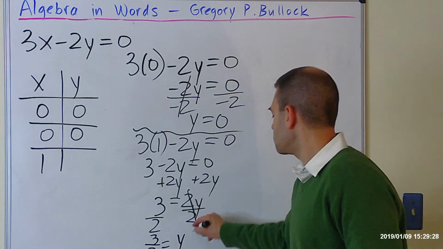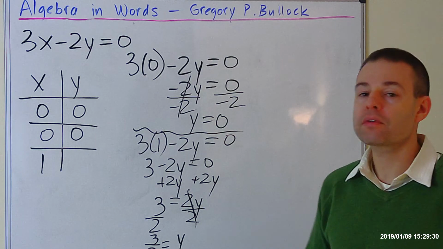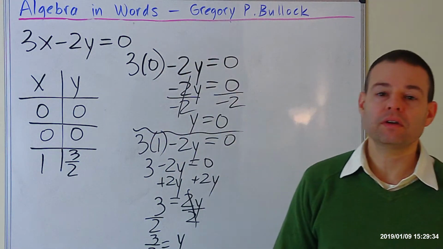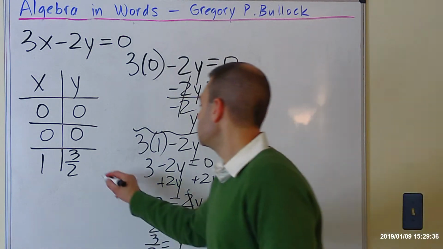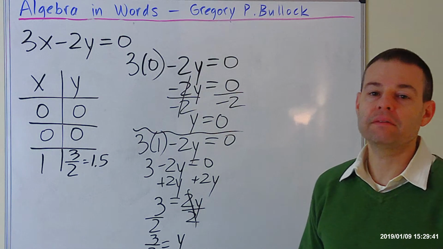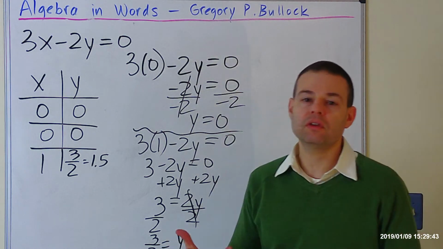And the 2's cancel out. Y is equal to 3 halves. I'm going to put 3 halves here. If you want to convert that to a decimal, it's 1.5. Okay, so as I was saying, now we still only have 2 points.